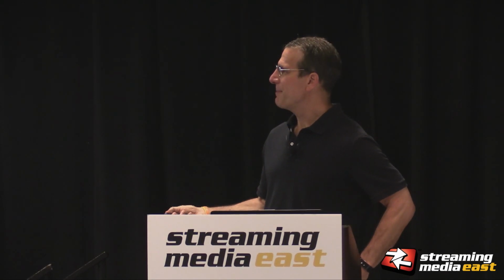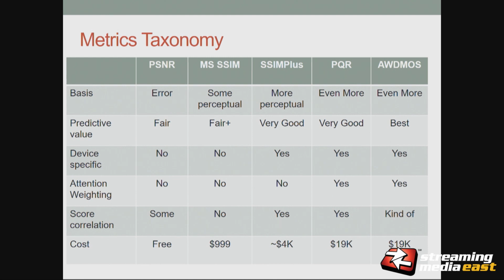And then here's just my metrics. This is what I think about when I look at a metric. Here's PSNR, MS-SSIM, SimPlus, PQR, ADMOS. I haven't updated for the Netflix metric. Basically they get better as you go to the right, but they also get costlier as you go to the right. And that's kind of what I started with. These are definitely better. If you can afford them, get them.